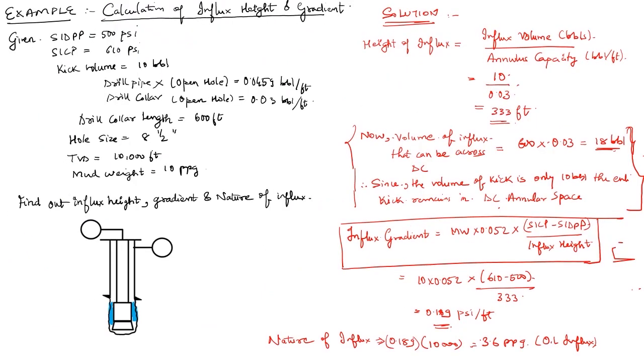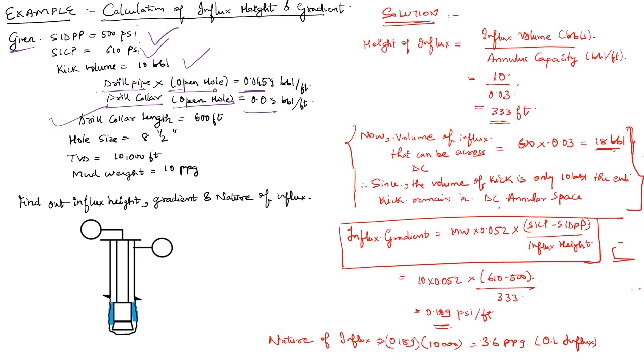In this particular example, we need to calculate the influx height and the gradient associated. Now it is given that my SIDPP is 500 psi, SICP is 610 psi, my kick volume is given as 10 barrel, my drill pipe into open hole, that means the capacity, that is the space between my drill pipe and the annular open hole, is 0.0459 barrel per feet, and the capacity or the space between the drill collar and the open hole is given as 0.03 barrel per feet.